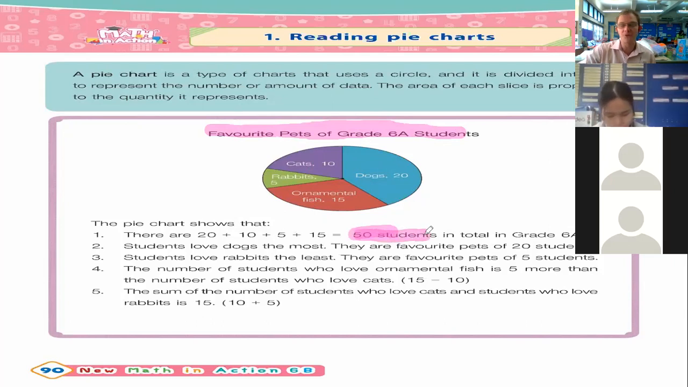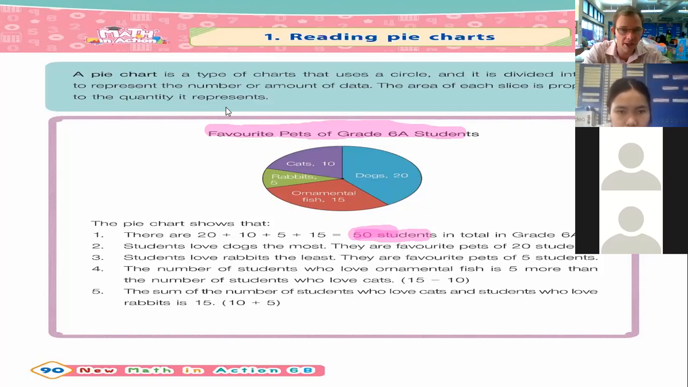So they asked 50 students, what is your favorite pet? And then they created a pie chart by the different amounts of students that like different pets. If you want to read a pie chart, the most important part is looking at how big the slices are. If the slice is bigger, the amount should also be bigger because it covers more area of the circle than a small slice would.